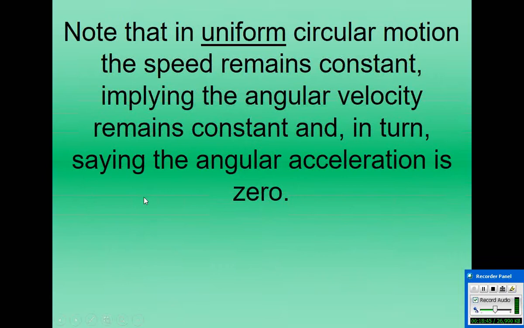Bear in mind, uniform circular motion. Uniform means the speed stays constant. If the speed stays constant as it goes around a circle, angular velocity stays constant. If angular velocity stays constant, the angular acceleration is zero. But don't confuse angular acceleration with centripetal acceleration. If you are traveling around in a circle, you have centripetal acceleration. But you would only have angular acceleration if you were speeding up or slowing down.